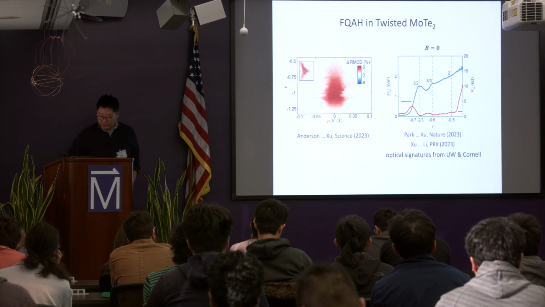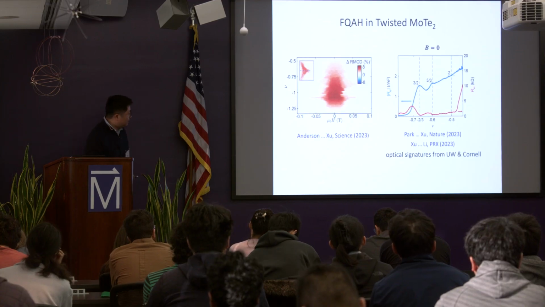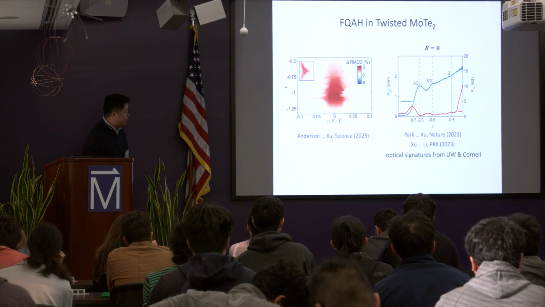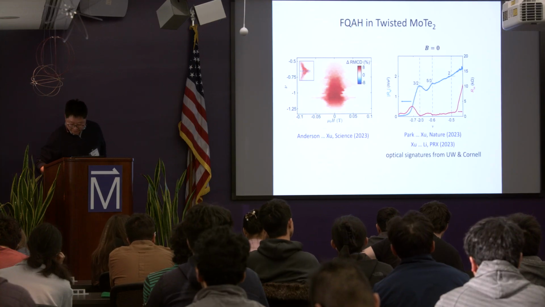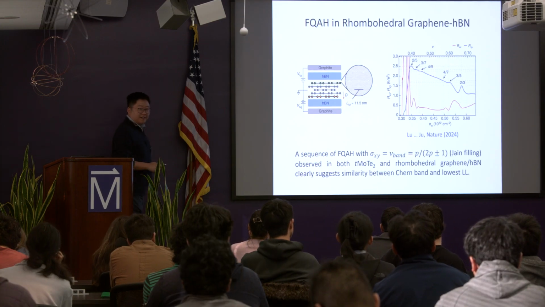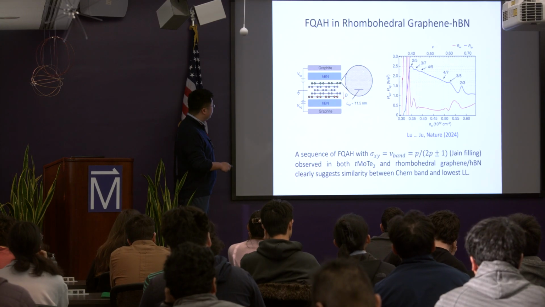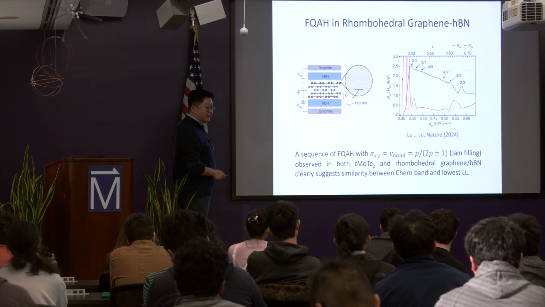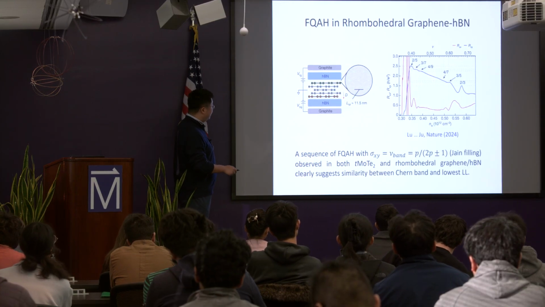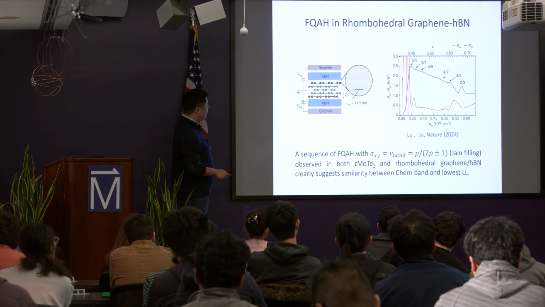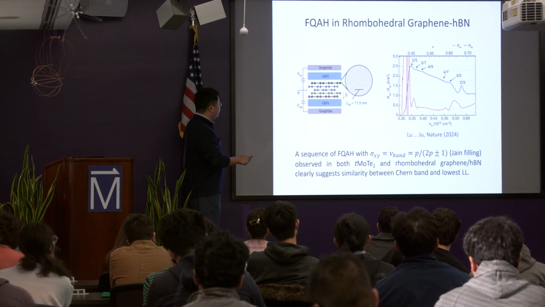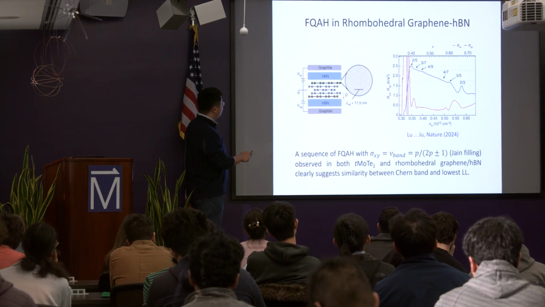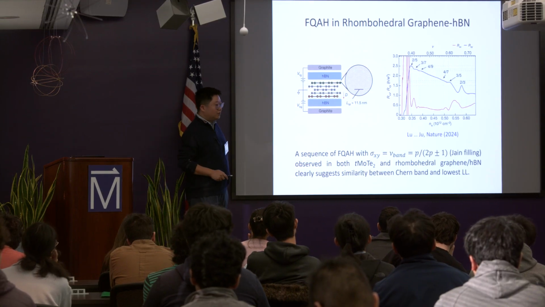And this was also following optical signatures, which I'll talk about in a minute. And then, shortly afterwards in the same year, Long Ju's group at MIT, with Zhengguang Lu, discovered remarkably this fractional quantum Hall effect also in rhombohedral graphene–hBN heterostructure.